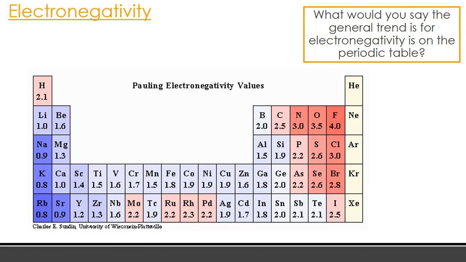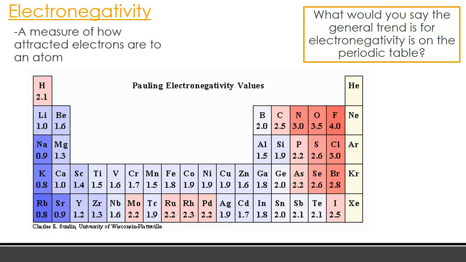So let's talk about what is electronegativity. Electronegativity is a measure of how attractive electrons are to an atom. What that means is these electrons for nitrogen could be attracted to electrons for fluorine. So the electronegativity value measures how attracted these electrons are to each other.